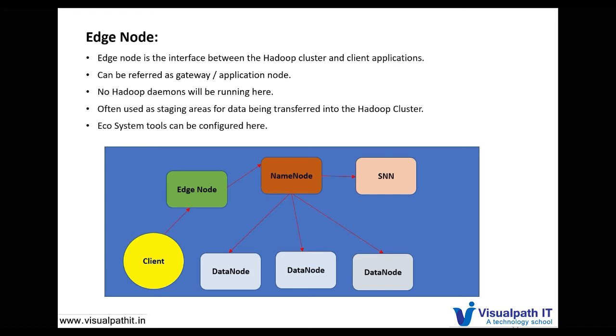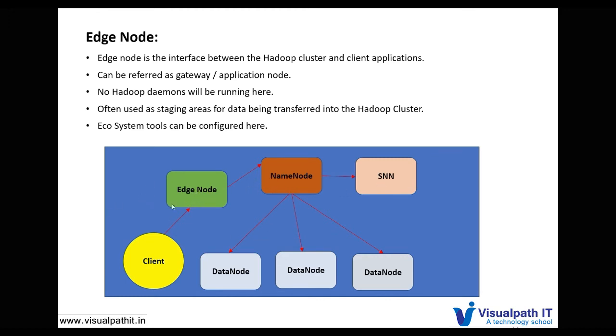You can see here we have a name node, secondary name node, data nodes. But the client cannot connect directly to the name node. Through the edge node only, the client can connect to the name node and then get the data. Right? Also, in the edge node there is no data node or name node running, no secondary name node, nothing.